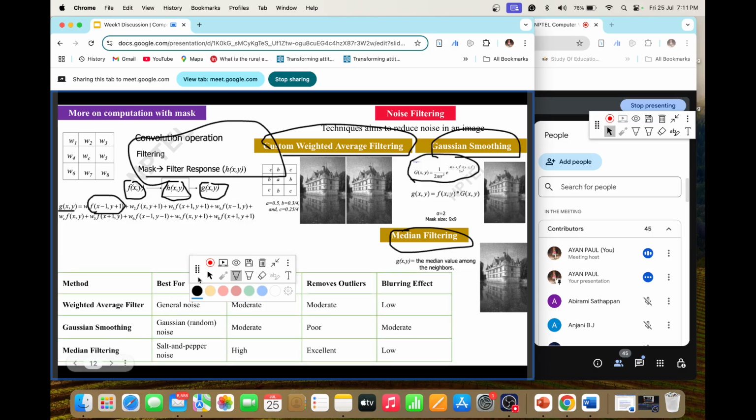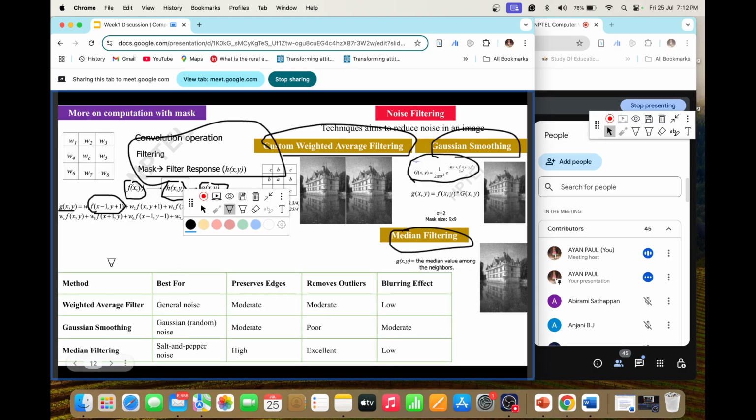I have also given a summary table you can look at. So these are the three filters, and the weighted average filter is best for general noise. If we are talking about salt and pepper noise, so you all know salt and pepper. If we just sprinkle salt and pepper, your image will be noisy, right? So that is salt and pepper noise. For that we use median filtering. Also we use Gaussian filtering for random noise. So these are some of the characteristics, you can see.